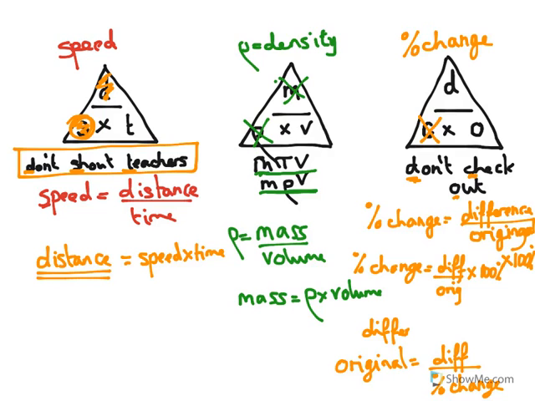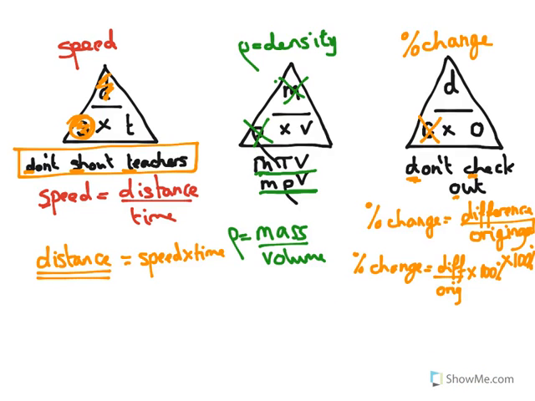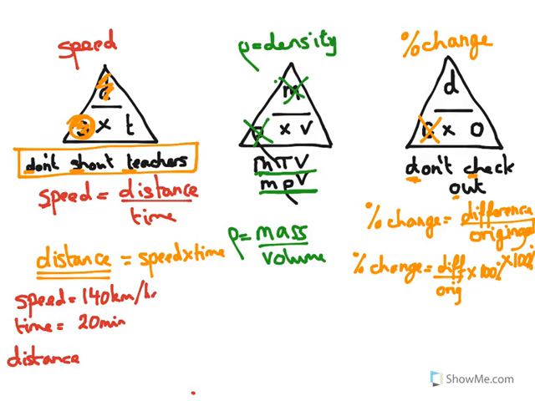Let's take a couple of examples here. Let's say that the speed the car travelled at was 140 kilometers per hour, and the time that it travelled for was 20 minutes. And we would like to know the distance travelled. So we'd like to know distance, so we cover over the D with our finger, and then we use our formula. The distance is the same as the speed times the time.